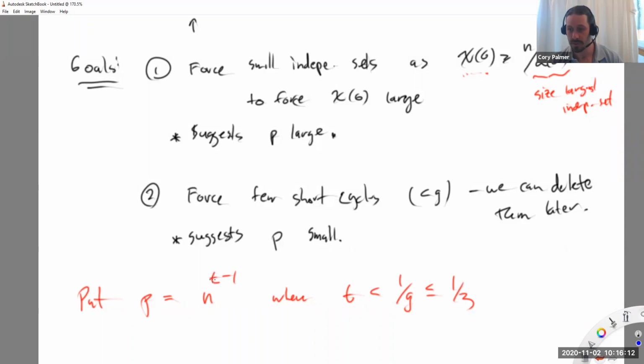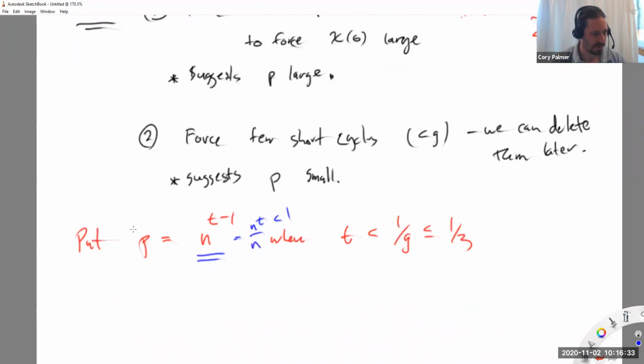t is less than 1, right? It's less than 1 over g. And so this minus 1, the exponent here is negative, right? So this is just the same as n to the t over n. Okay, it's clearly less than 1. It's just worth knowing in advance. But this form will be handy here because we'll be calculating with this. Okay, so that's our probability. Let's keep it in mind here.